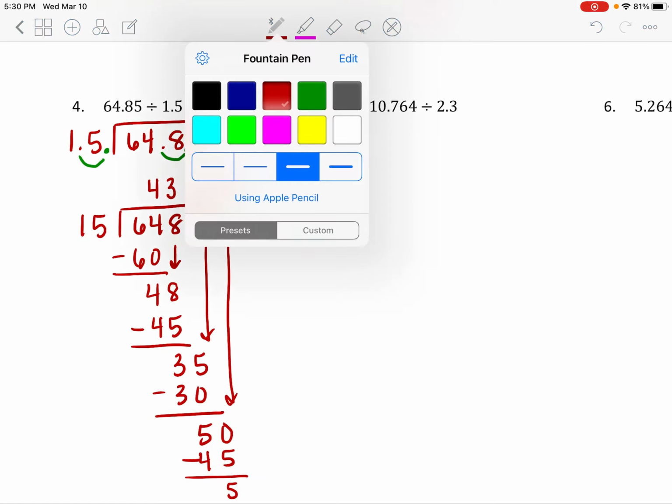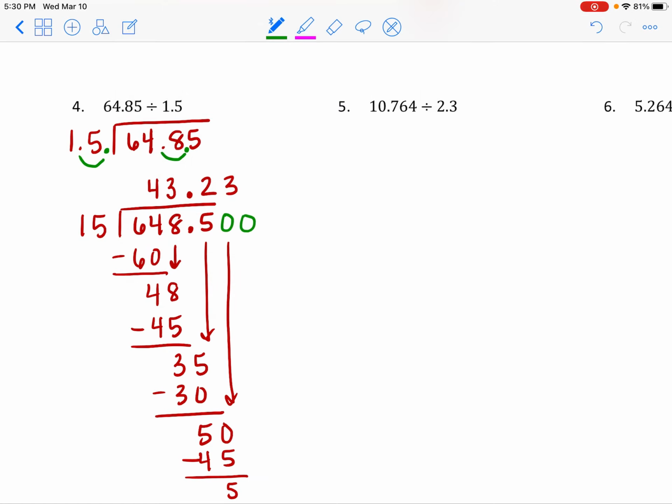And I could keep adding zeros here, but what's going to keep happening is we're going to keep getting a remainder of 5 because it's going to keep being 50. And so the 3, again, is going to happen here. The 45 would happen again. The remainder of 5 would happen again. Bring down another 0 would happen again. And so these 3's are just going to continue.